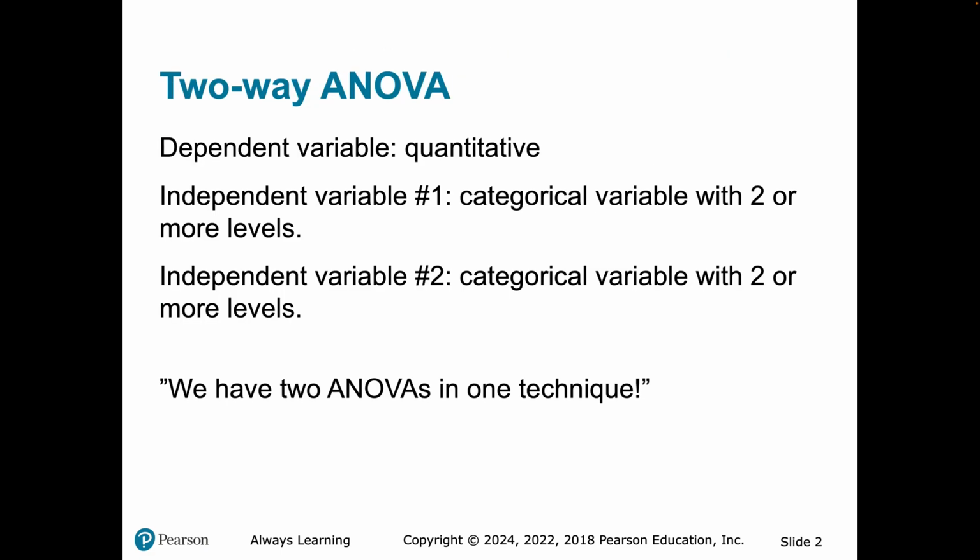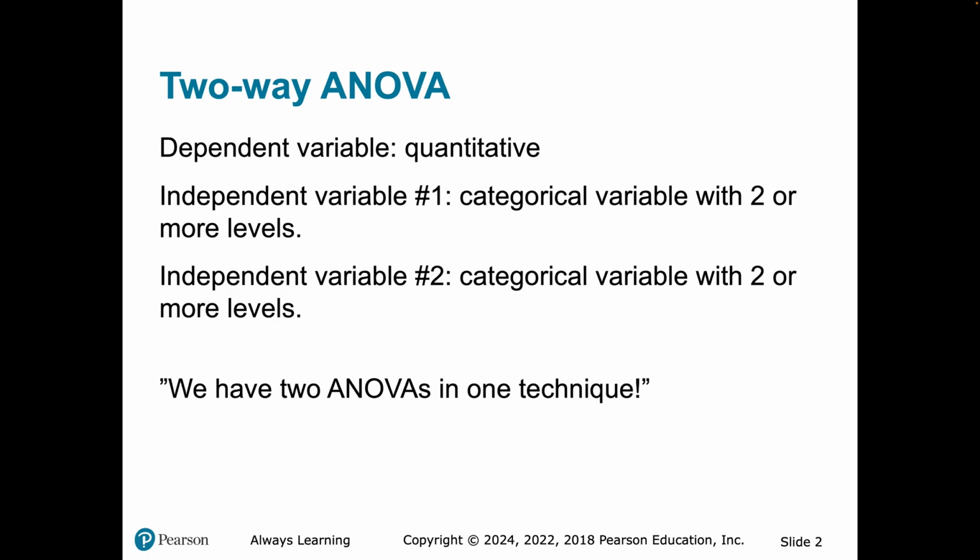Two-way ANOVA is a situation where we have a quantitative dependent variable and we want to examine the difference over two independent variables. So we have independent variable 1 with 2 or more levels, let's just say, gender. And we have independent variable number 2 with 2 or more levels, let's just say hospital facility, ABC, whatever it may be. So we have two ANOVAs in one technique, if you will. We call it two-way ANOVA instead of a one-way ANOVA because we have two independent variables.